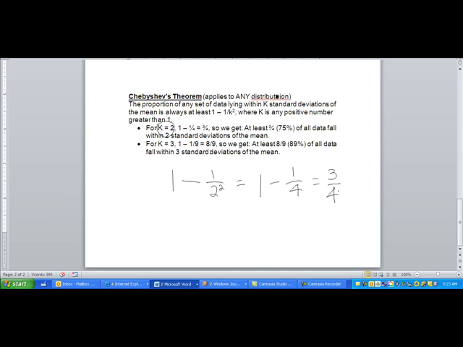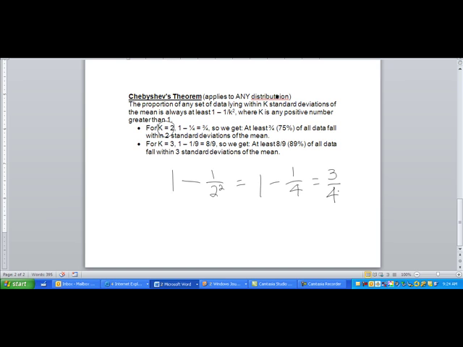So what we're saying is at least 3/4 or 75% of all data will fall within 2 standard deviations of the mean. And note that this is for any type of distribution. It could be a uniform distribution, it could be a bell-shaped distribution, it could be right or left skewed, or it could be like a bimodal distribution. So it's saying at least 3/4.